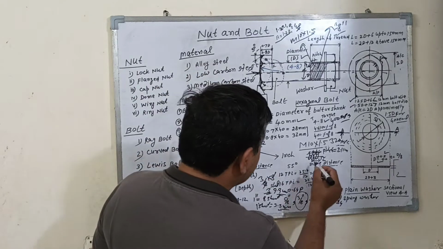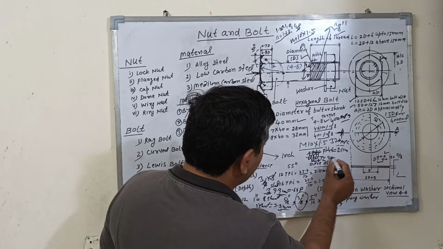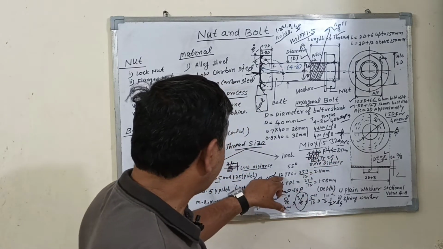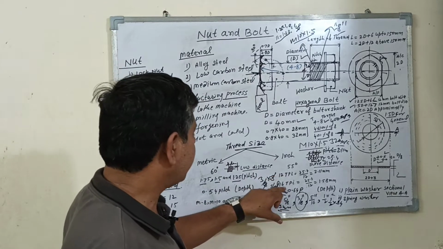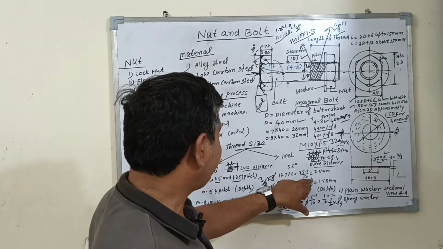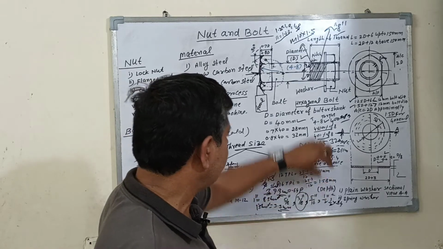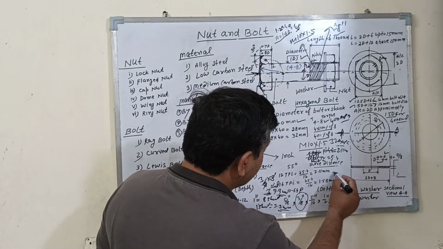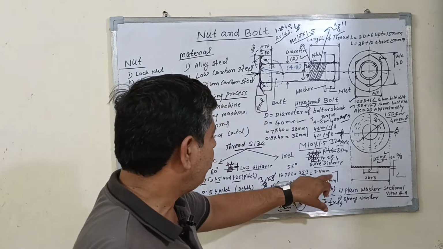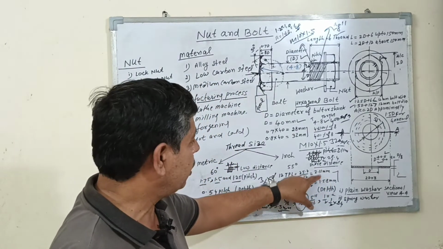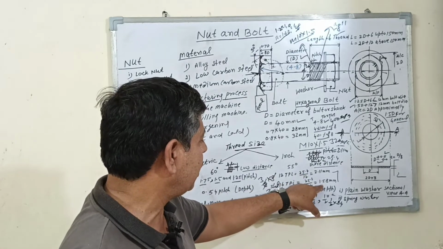So 12 threads per inch means this is the distance of 1 inch. 1 inch means 25.4 mm, and in 25.4 you have 12 threads. So 16 TPI is 1.58, and 12 TPI is 2.11. This is a pitch. So what is the difference between the two? This is the coarse type bolt, this is the fine type thread.